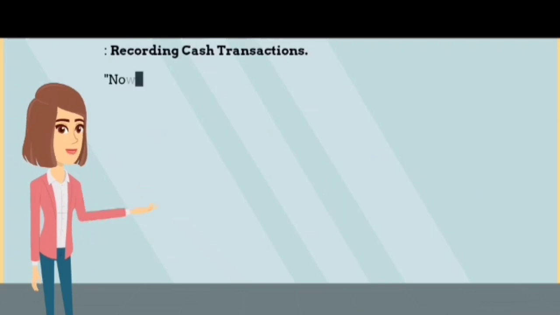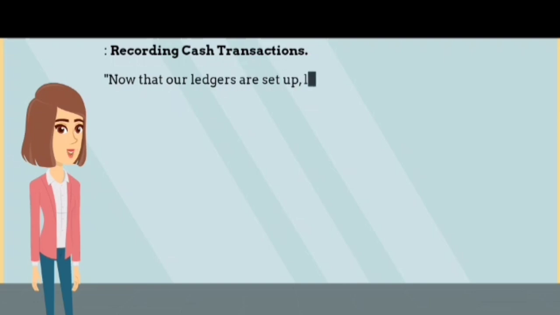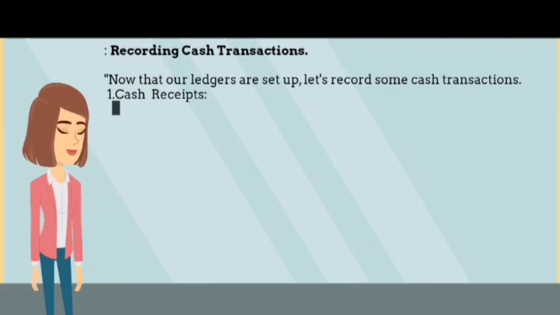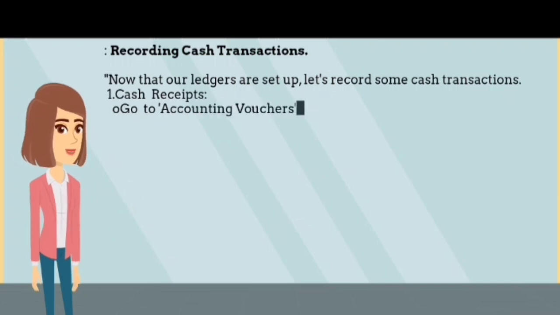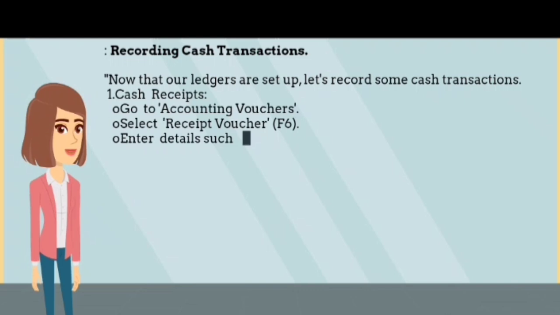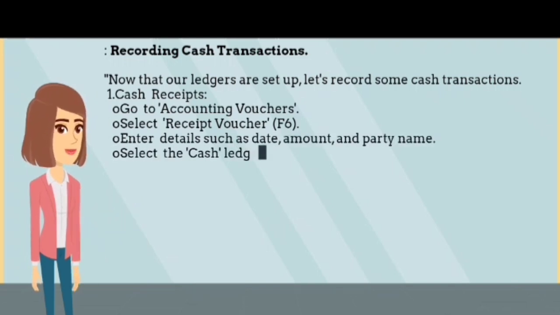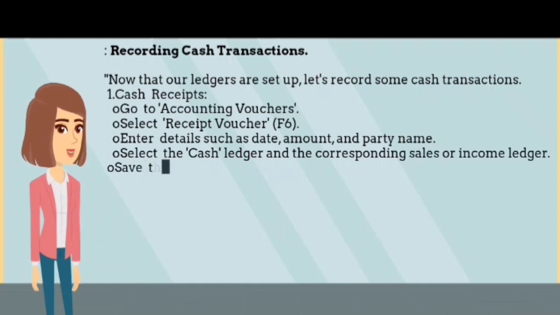Recording cash transactions. Now that our ledgers are set up, let's record some cash transactions. 1. Cash receipts. Go to Accounting Vouchers. Select Receipt Voucher, F6. Enter details such as date, amount, and party name. Select the cash ledger and the corresponding sales or income ledger. Save the transaction.